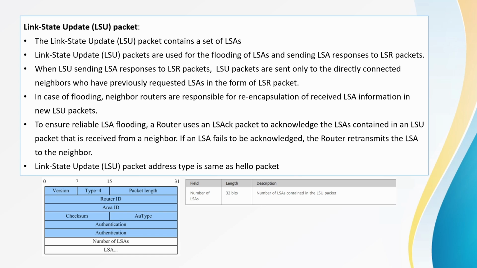The link state update packet address type is the same as the hello packet. The diagram below illustrates the link state update packet. It contains the number of LSAs and the actual LSAs.